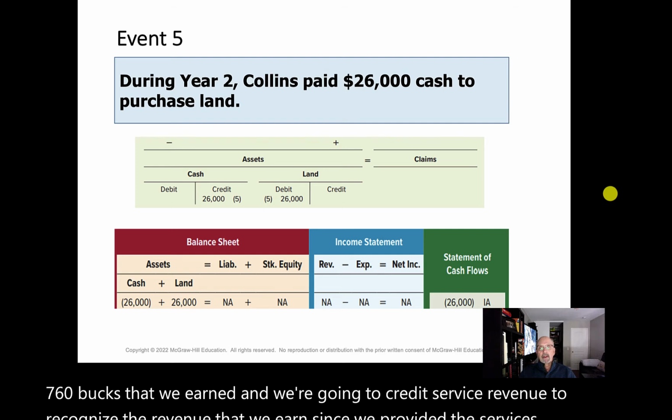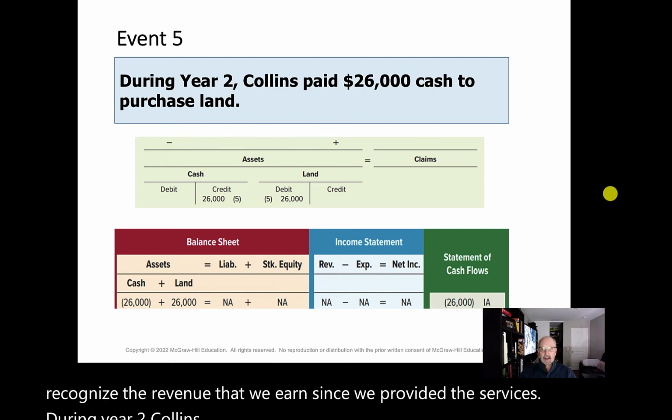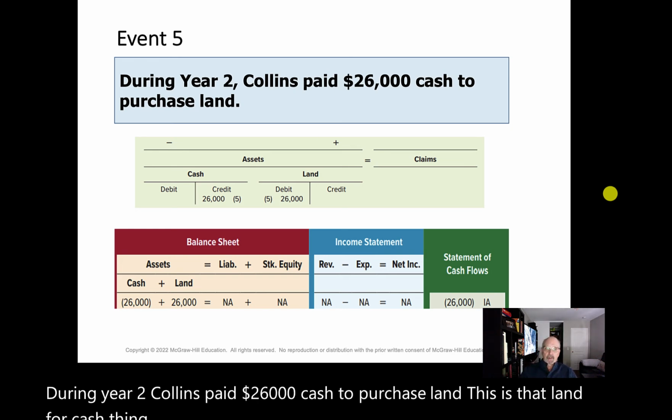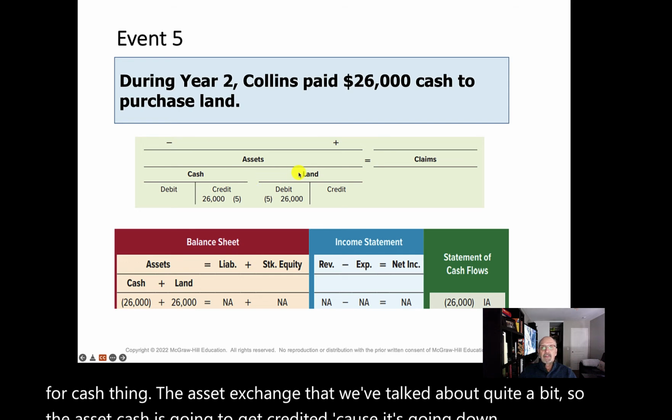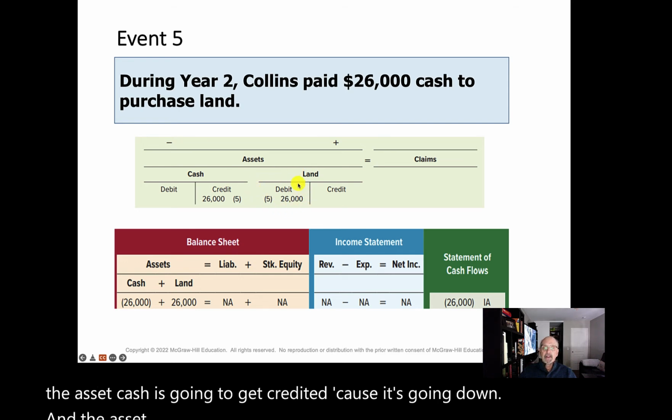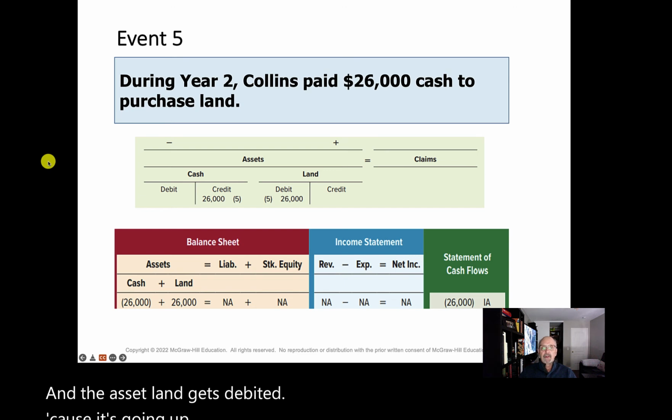During year 2, Collins paid $26,000 cash to purchase land. This is that land for cash thing, the asset exchange that we've talked about quite a bit. So the asset cash is going to get credited because it's going down, and the asset land gets debited because it's going up. So credit cash, debit land, 26 grand.